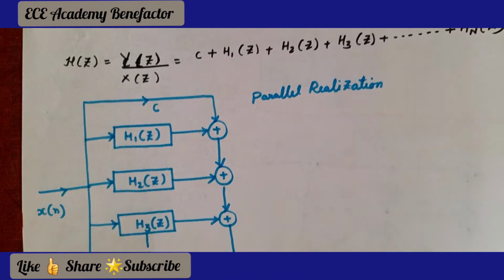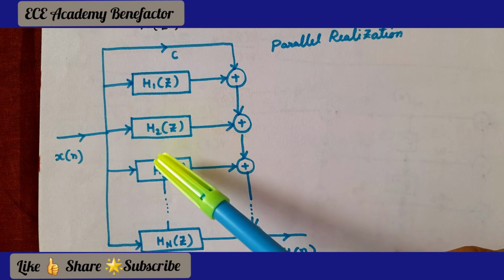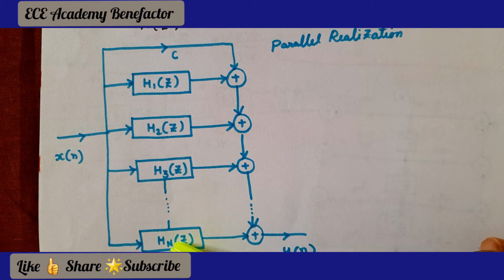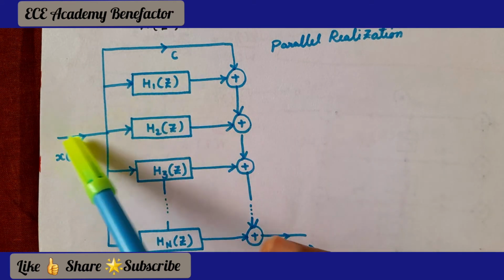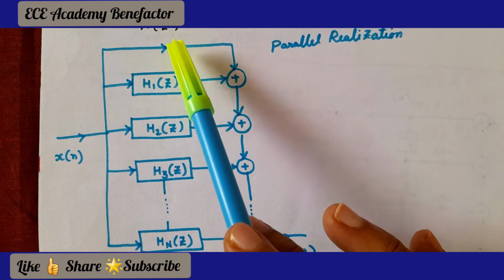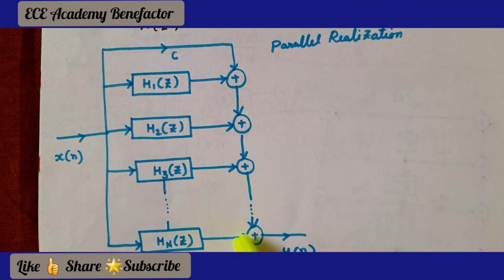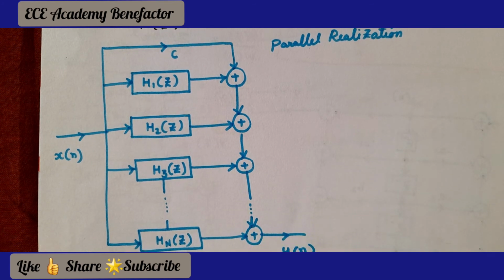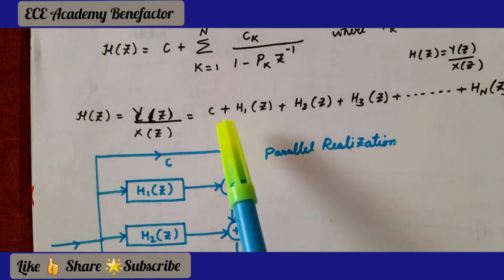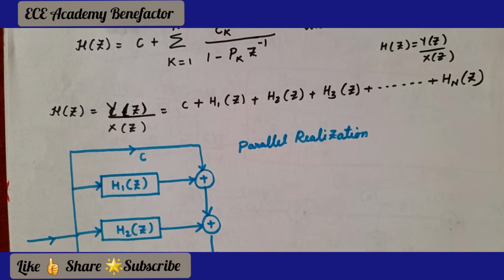So, it will be like this. The parallel form structure will be coming like this: H1 of z, H2 of z, H3 of z, HN of z. Likewise, N number of system functions are there. They are given the same input x of n. Along with this, it is multiplied by C. So, this C is added with H1 of z, then plus H2 of z plus H3 of z and plus HN of z to get y of n. So, in parallel form, the equation is this one: C plus H1 of z plus H2 of z plus H3 of z, so on till plus HN of z.